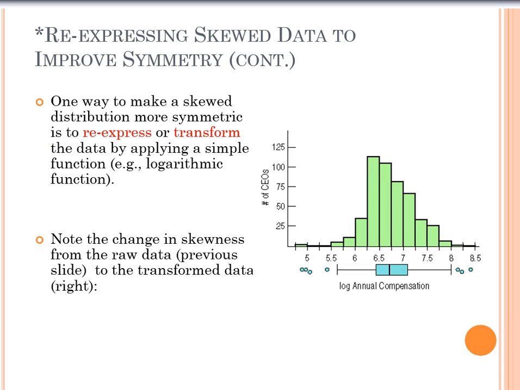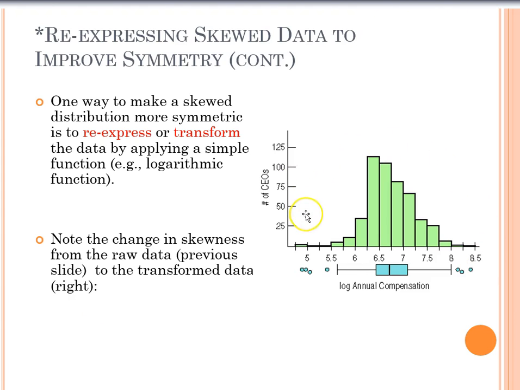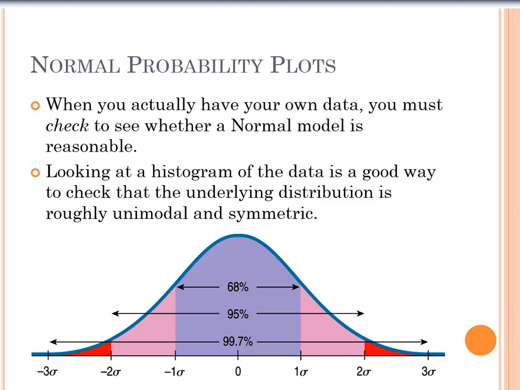Once you've transformed the data, here we have the log of annual consumption, and that's much more symmetric. So we can apply the normal model to this transformed data that is symmetric, and then we can get our original observations back by untransforming our data set. So again, transforming the data allows you to make the transformed data symmetric and then apply the normal model to that symmetric data. So why is all of this important?